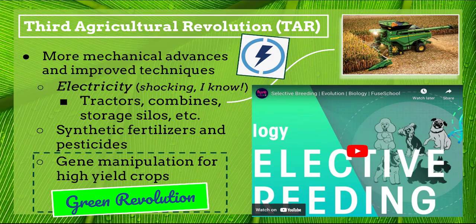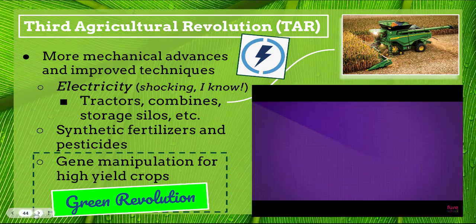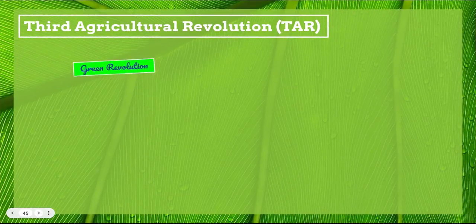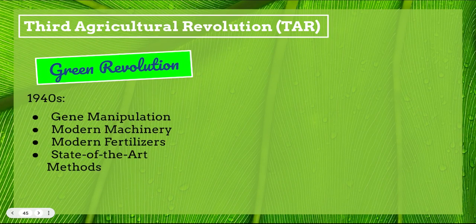So selective breeding has been going on a very long time, but combined with gene manipulation and advanced scientific knowledge in the third agricultural revolution, we start to reach a different level of efficiency with all that. So the Green Revolution, this was in the 1940s. And we're talking about using gene manipulation in combination with modern machinery of the time, modern fertilizers, and state of the art approaches to farming.